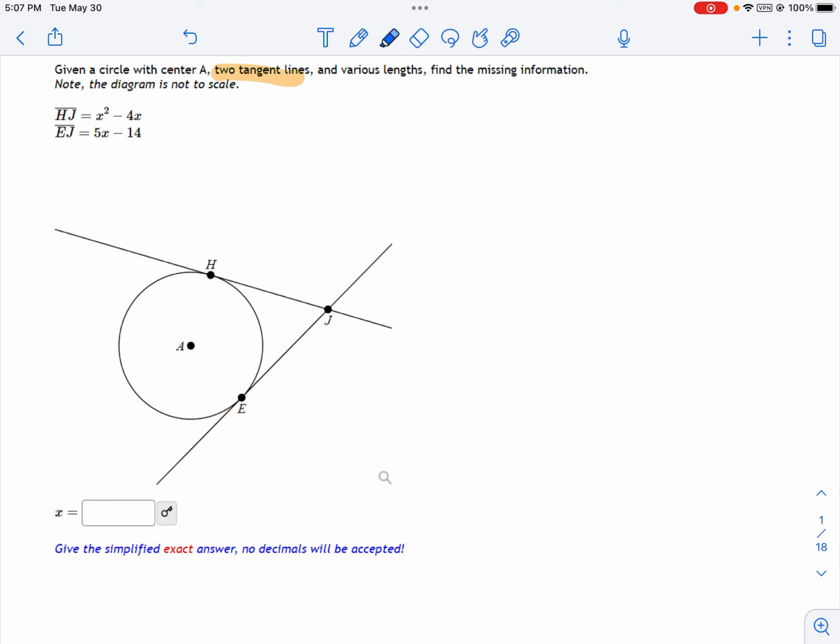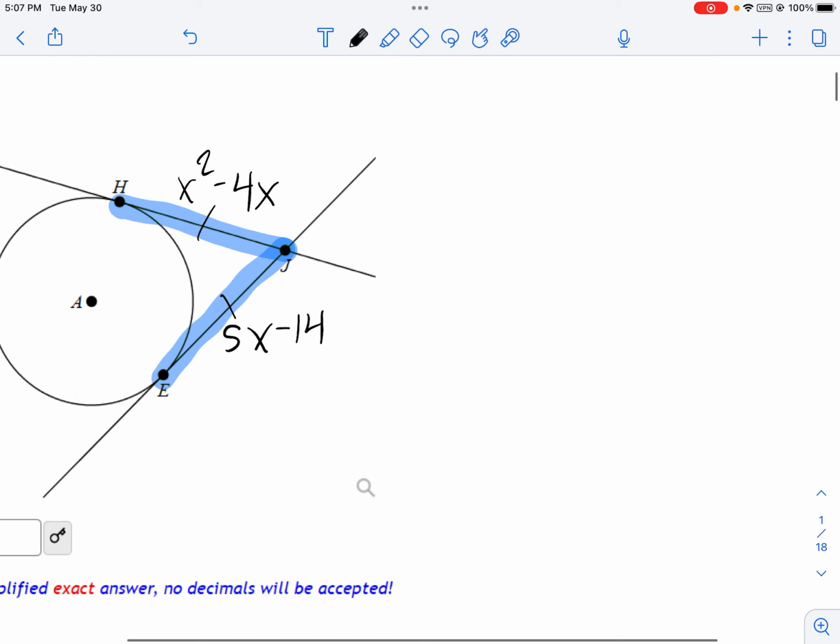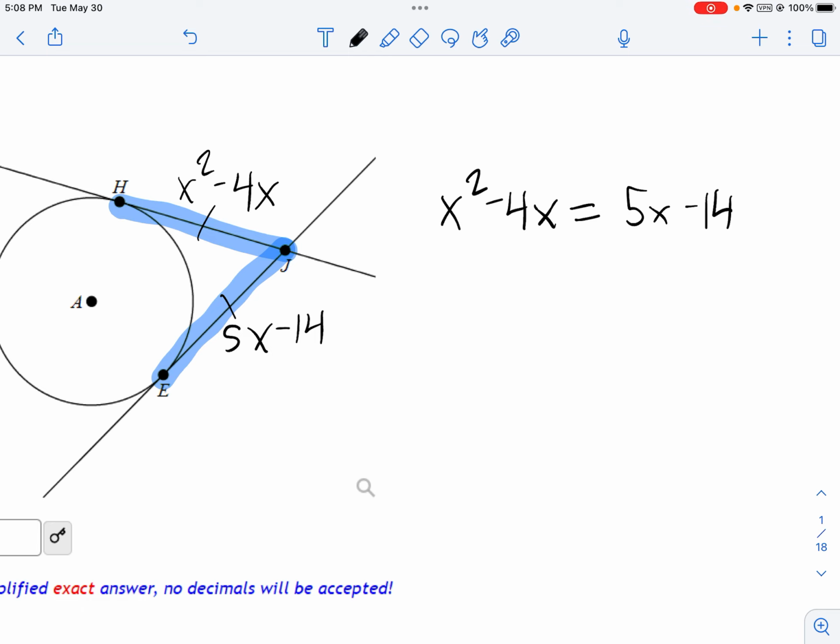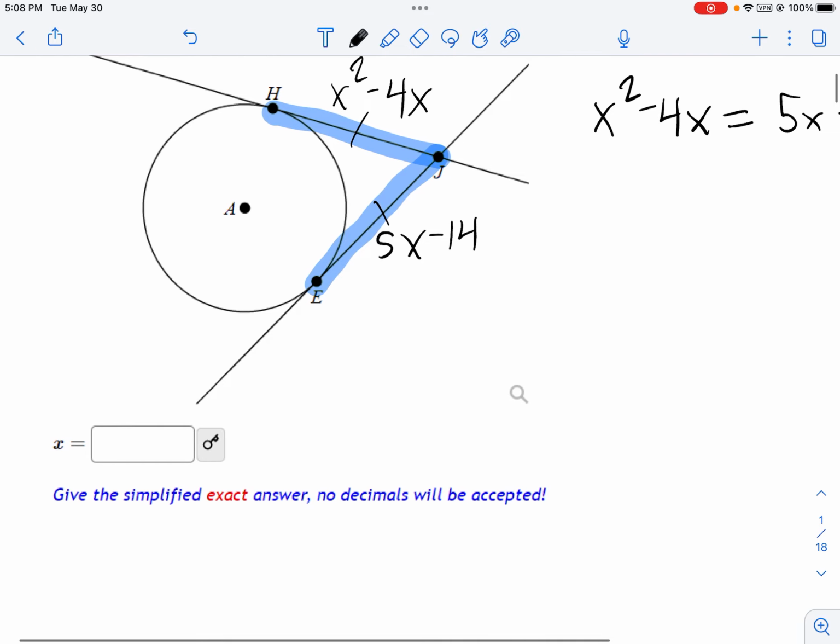Now, the latter property is what we need to care about. That means that the distance from J to H is the same distance from J to E. They are congruent. And this helps us a lot, because we're told that H to J is x squared minus 4x. We're told that E to J is 5x minus 14 right up here. So once we know that these two segments are congruent to each other, that means they're equal in mathematics. Literally just set your two quantities equal to each other, and now we can solve for x.